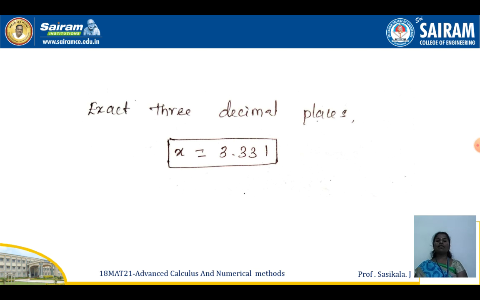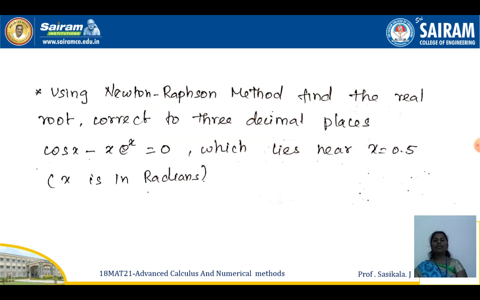So I can give one more example which uses Newton-Raphson. So the next question. Using Newton-Raphson method, find the real root correct to 3 decimal places of cos x minus x into e power x minus e power x is equal to 0, which lies near x is equal to 0.5, and x is in radians.